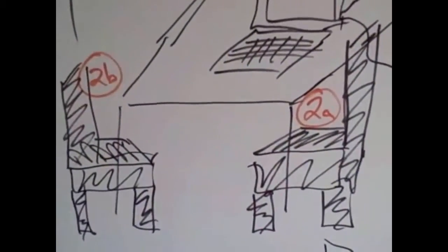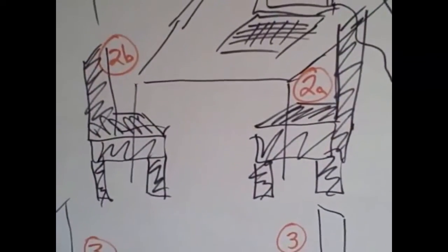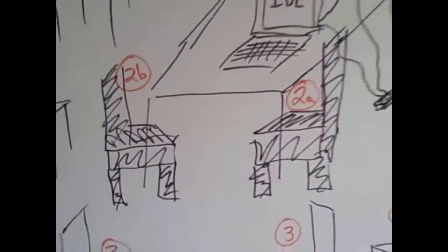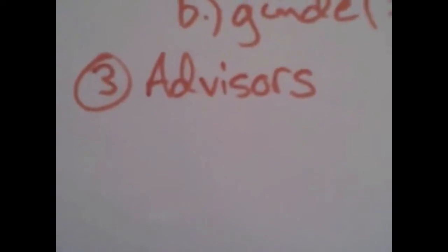It's very much the idea that these two people are working together. They're not fighting. They're training one another to be able to do the best job, in the same way that a kata would be performed in karate. Finally, other than your two pair programmers in the middle, are kind of the advisors.